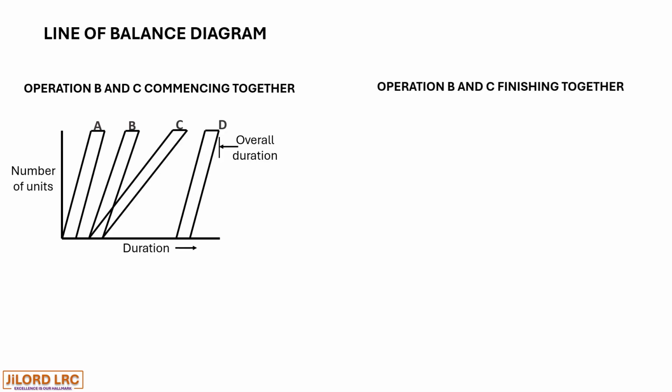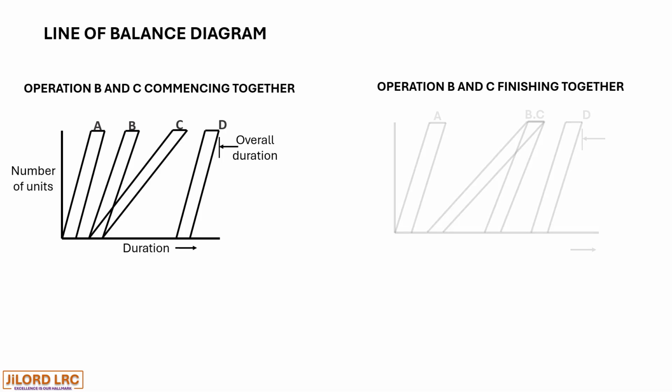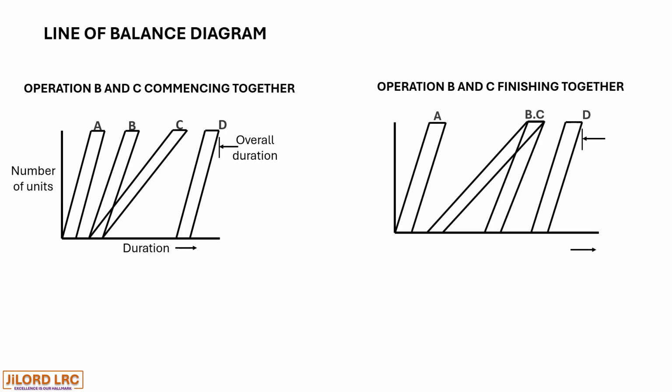Now let's look at operations B and C finishing together. Operation A is distinct. It commenced and finished independently. Operation D also started and completed independently. But operation B and C started at different times but completed at the same time.